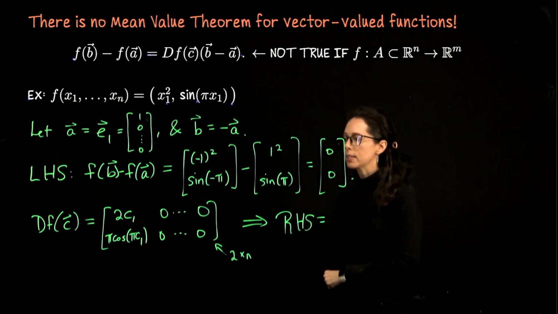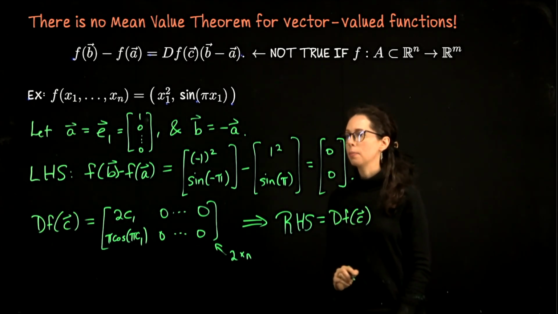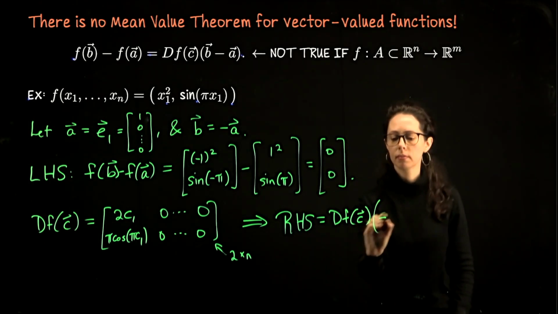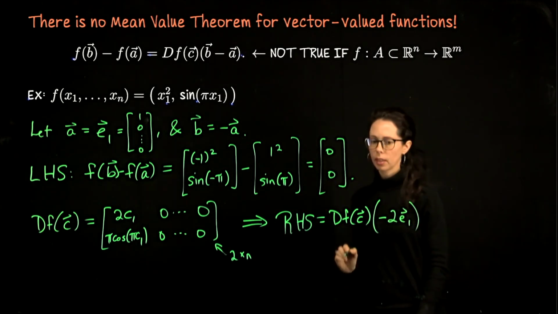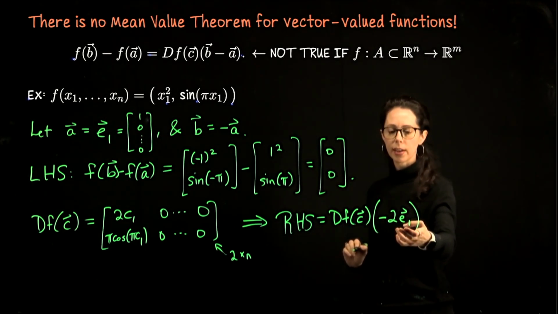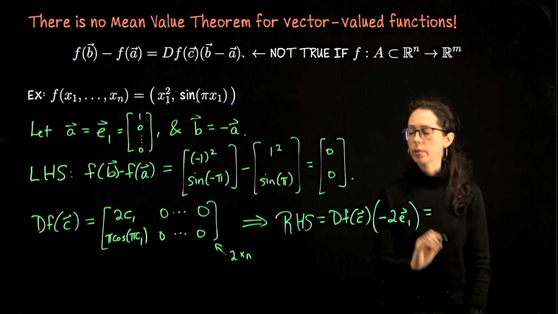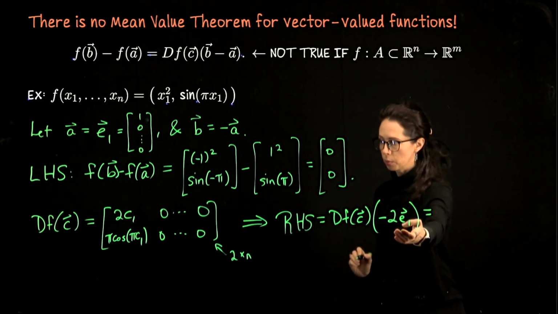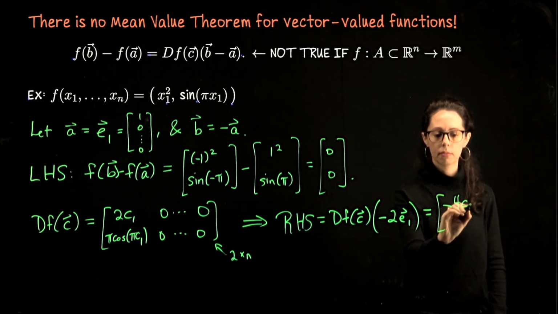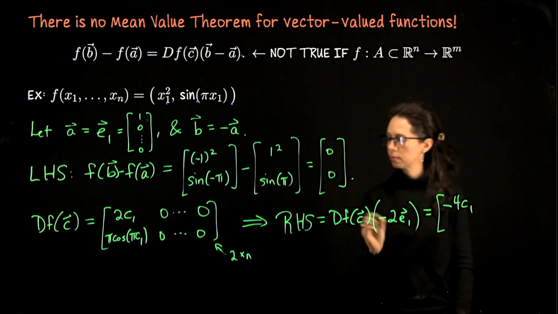Okay, so what is the right-hand side? It's going to be df at C times B minus A. But again, B minus A is like negative 2e1. If you take any matrix and multiply it by the first standard basis vector, it extracts the first column. We're going to multiply that by negative 2. So it's pretty quick multiplication once you realize that e1 pulls out the first column. So this is going to be negative 4c1 and negative 2 pi sine pi c1. Is that right? Yeah.